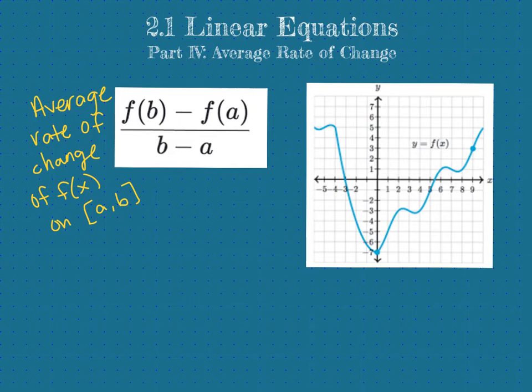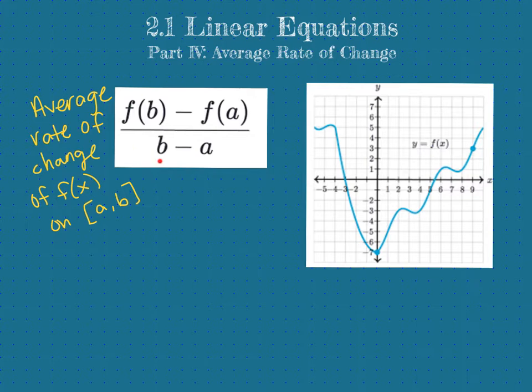In this quick video, we'll learn about the average rate of change over an interval. So this is the formula for average rate of change of a function f of x on the interval from a to b. A and b are the x values that we are finding the average rate of change over that interval. So as you can see, rate of change is really just slope.